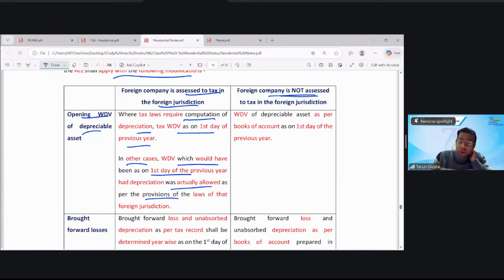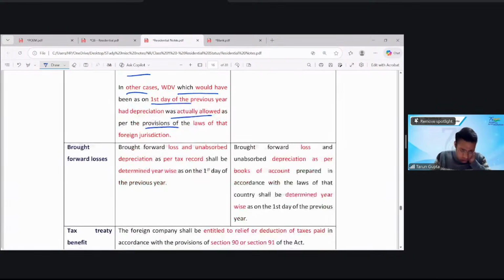If there is no income tax in such country, or the foreign company is not assessed to tax in such country, then the WDB of the depreciable asset as per books of account as on the first day of the previous year. Very simple. What about losses? Same. You have to determine the losses as on the first day of the previous year.